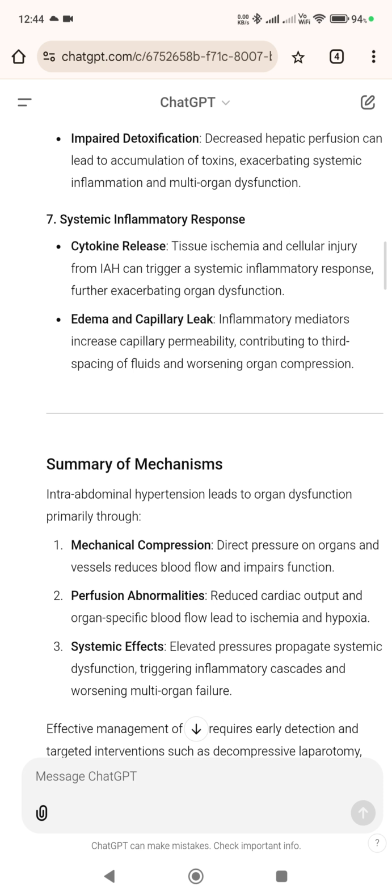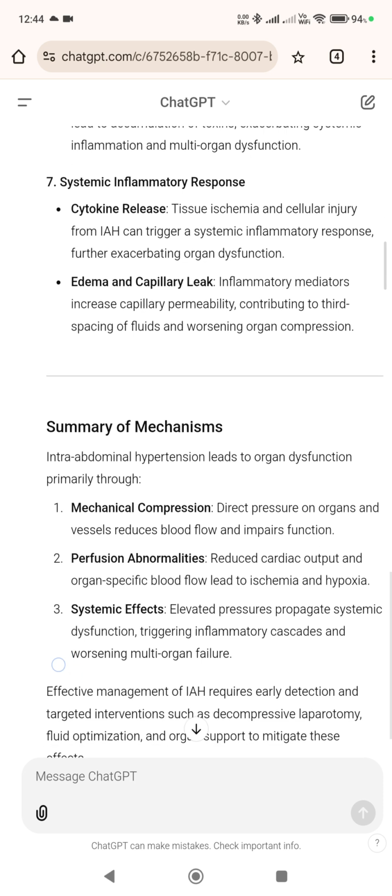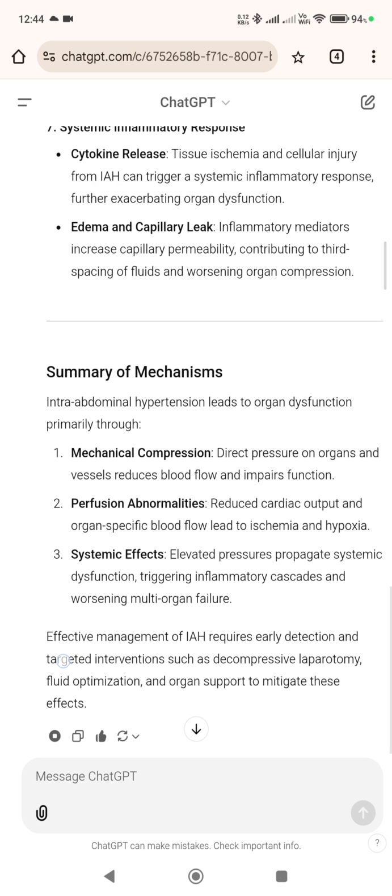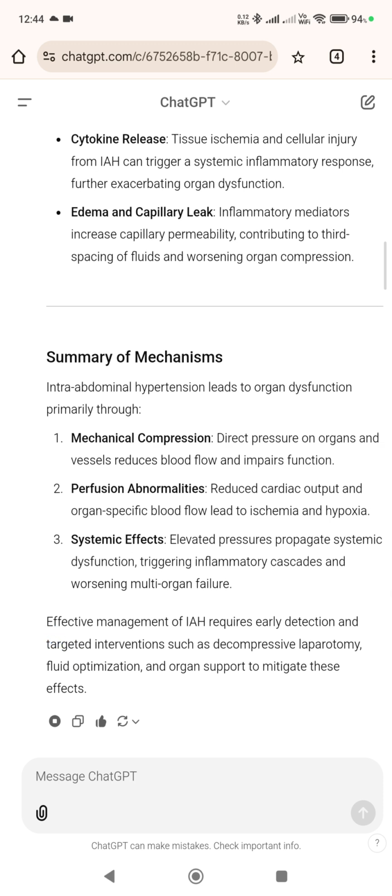7. Systemic inflammatory response. Cytokine release. Tissue ischemia and cellular injury from IAH can trigger a systemic inflammatory response, further exacerbating organ dysfunction. Edema and capillary leak. Inflammatory mediators increase capillary permeability, contributing to third spacing of fluids and worsening organ compression.